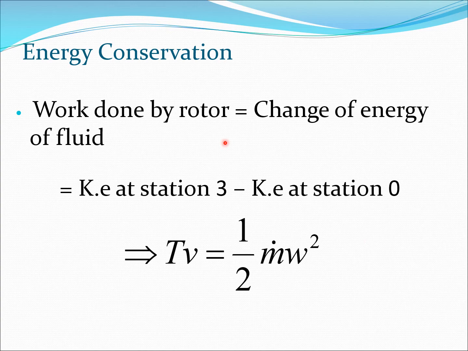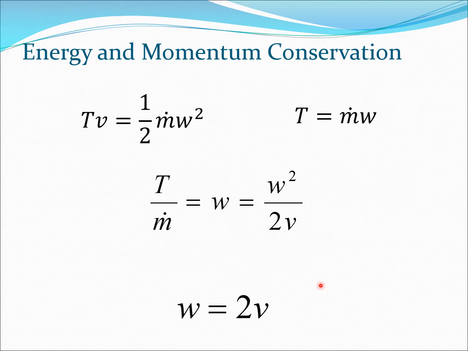So now the work done by the rotor is the thrust into velocity. Okay, that's the basic definition of work. And then this is equal to half m dot W square, because remember the KE at station 0 is 0 because far upstream the velocity is 0. So this is our third equation, Tv equals half m dot W square. Now we are going to start putting these equations to work.